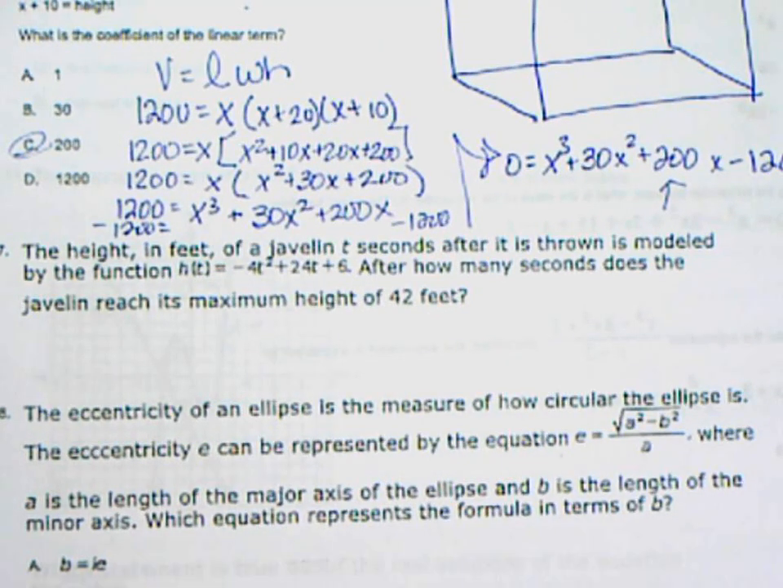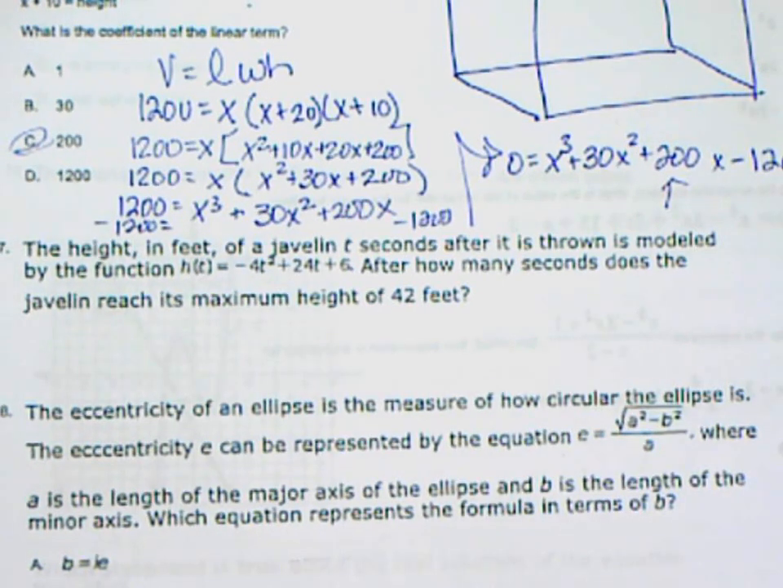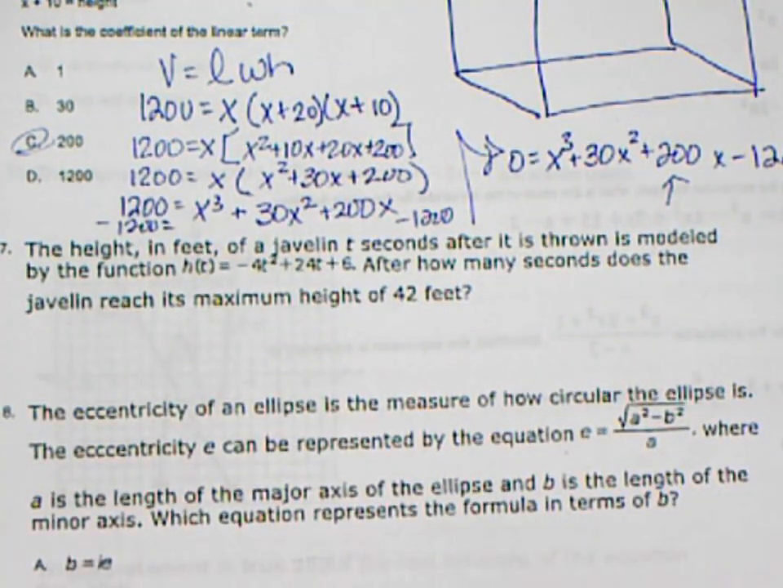Oh, so they literally have each way. Yep, and then you just had to know which one was the linear. Okay? Anybody have a question on that one?